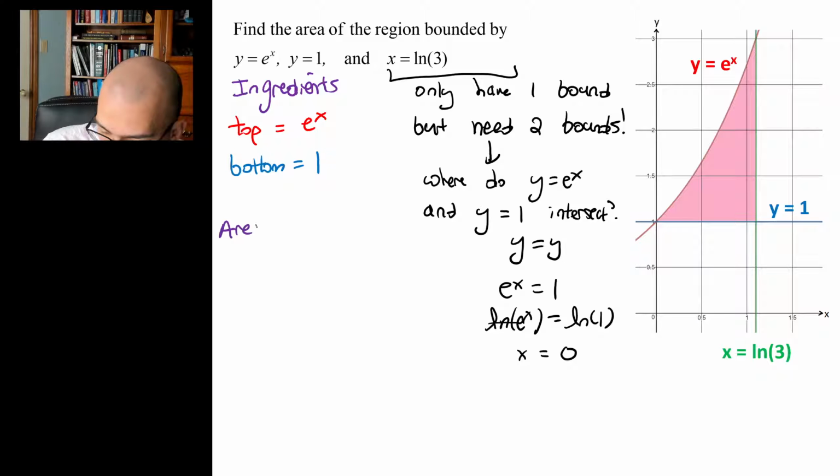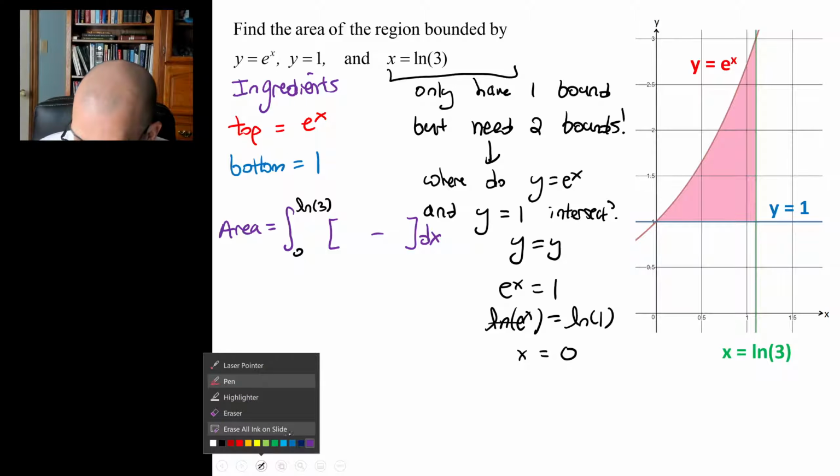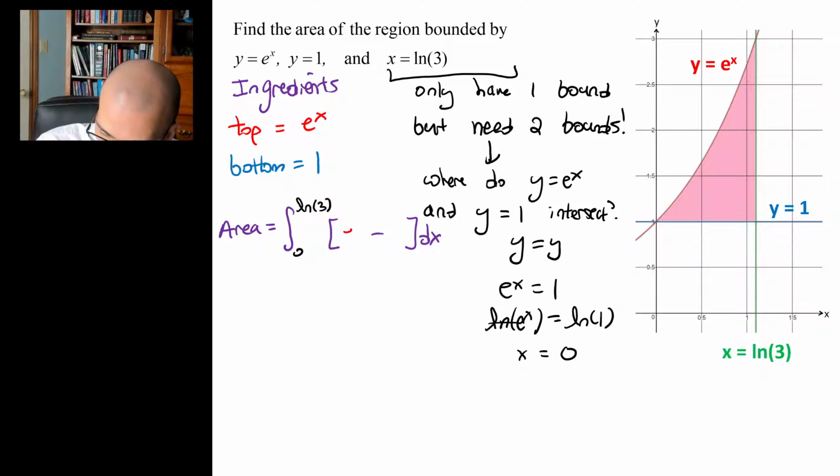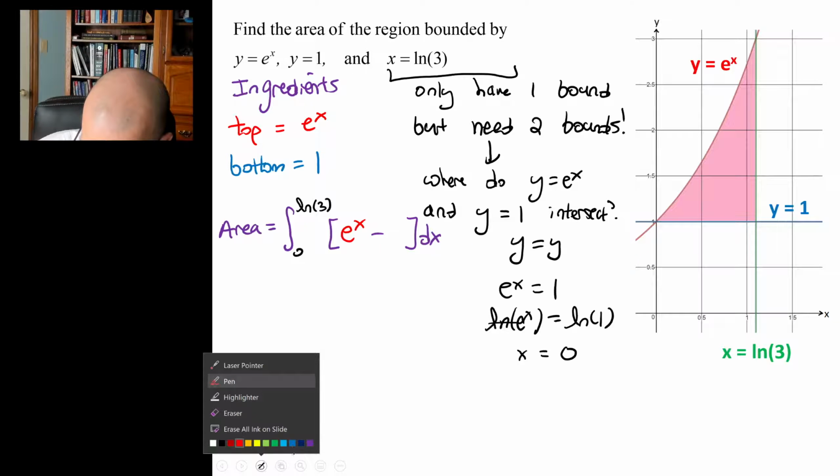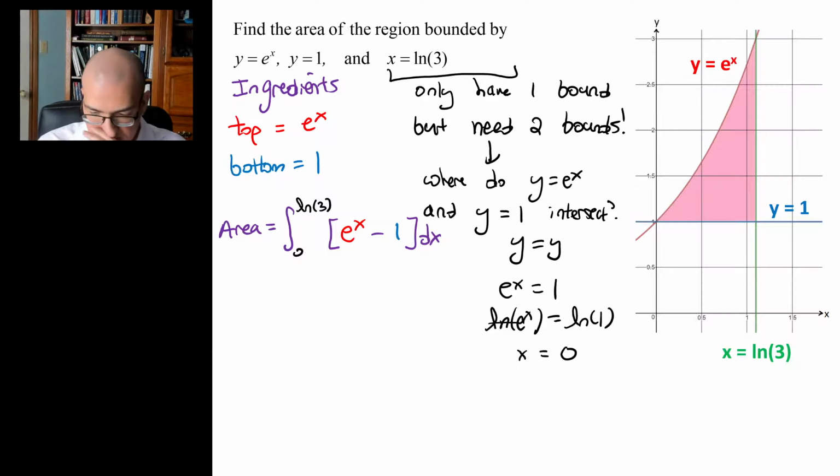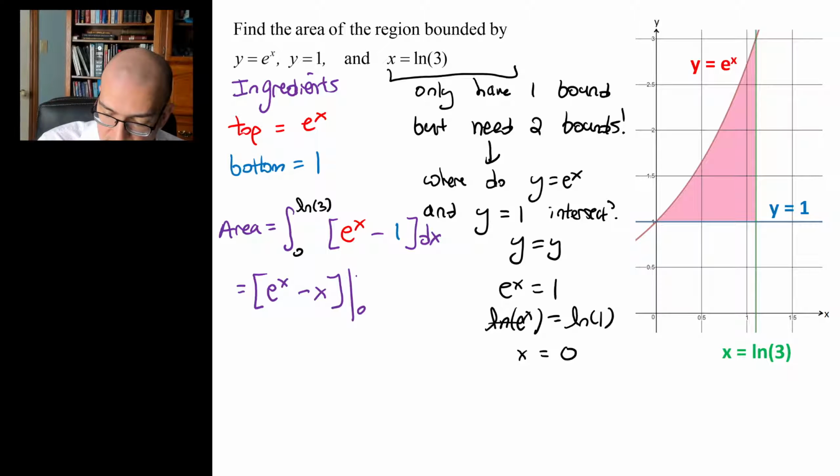So area is the integral from the lower bound, 0, to the upper bound, ln 3, of the top function minus the bottom function. So the top function is e to the x, the bottom function is 1. And now we can integrate. Antiderivative of e to the x is just e to the x. Antiderivative of 1 is just x, evaluated from 0 to ln 3.